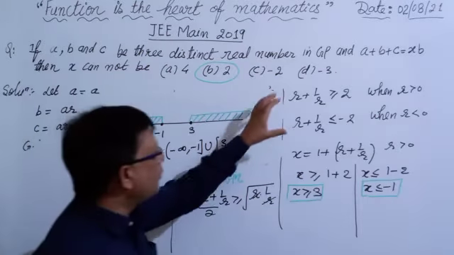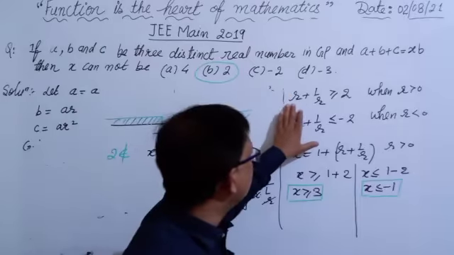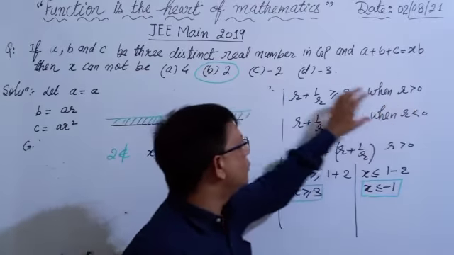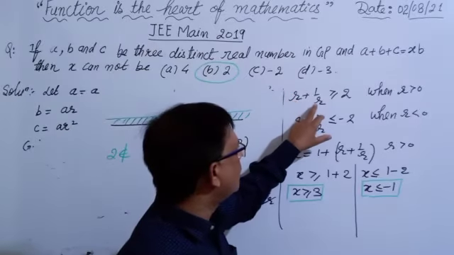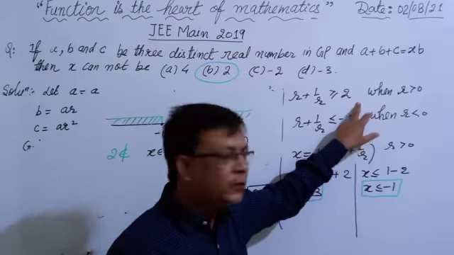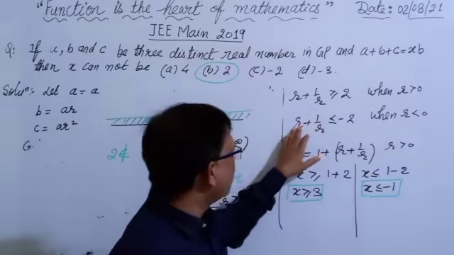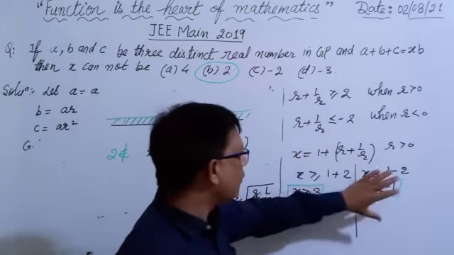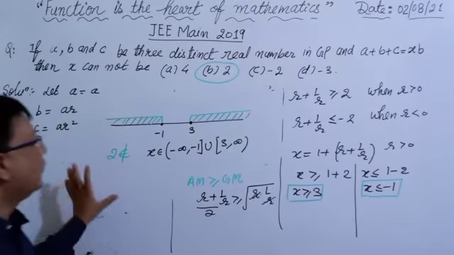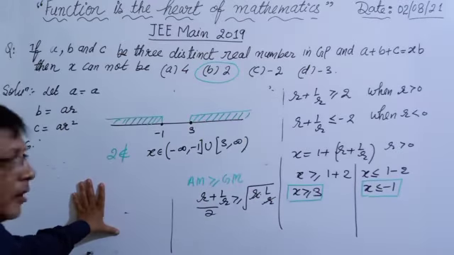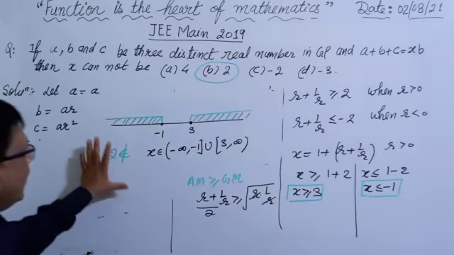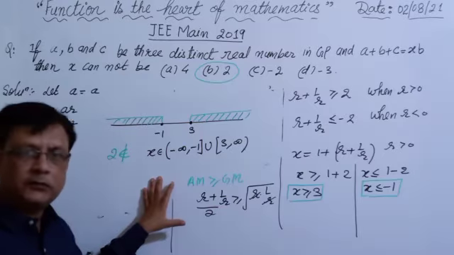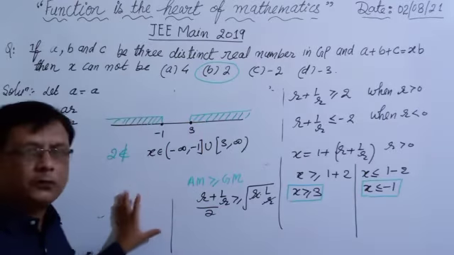Students, the important portion of this question is we use the AM-GM concept here. When r is greater than 0, the value of r plus 1 upon r is always greater than or equal to 2. If r is less than 0, then r plus 1 upon r is always less than or equal to minus 2. With the AM-GM concept, we find the value of x and then match our answer. So note this beautiful question.